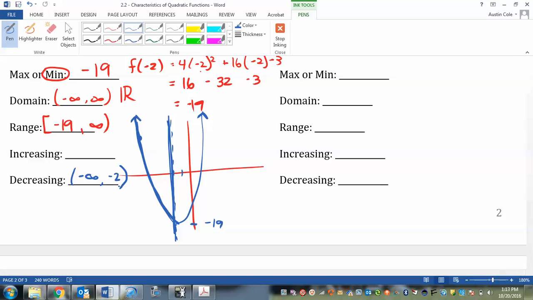So that means I'm increasing on that part of the graph. What's my lowest x value where I'm increasing? That's negative 2. What's my highest x value that I'm increasing? Infinity.